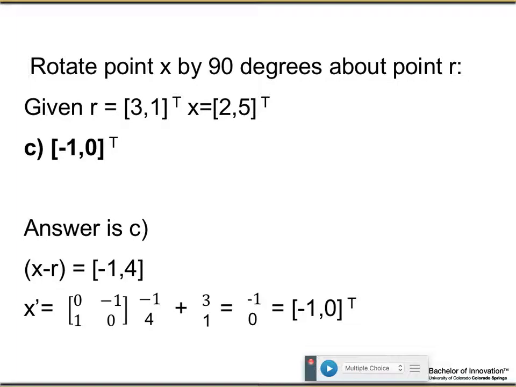If you're still struggling with these, practice some more. There definitely will be rotate-point-around-point kind of questions. The correct answer was C. We take x minus r, we get minus 1, 4. We multiply that by our matrix A, which is 0, minus 1, 1, 0 for our rotation matrix, and then add back in the 3, 1, and I get 1, 0. So I don't know how to get the other answers, but there was nothing intentionally distracting in this one.